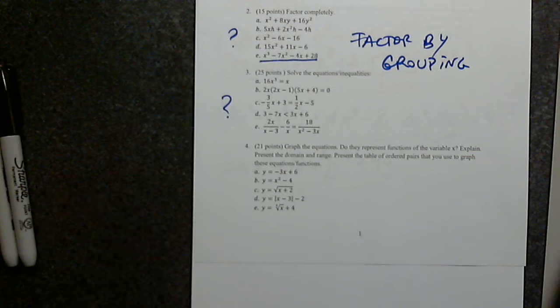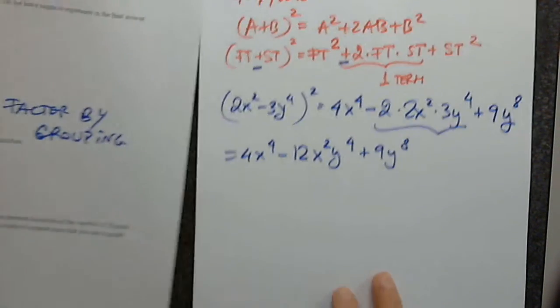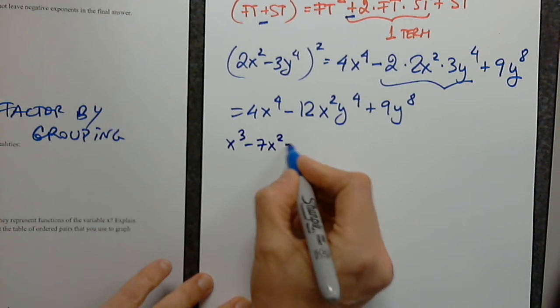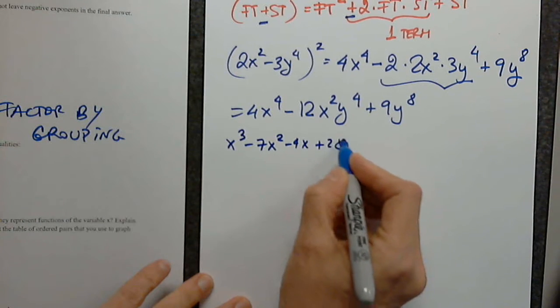Perfect. Okay, so I'm going to group the first 2 and the last 2. If it doesn't work, I will not conclude that it's not factorable. I will group the first with the third and the second with the 4th. I will not conclude if that doesn't work. I will also try the first with the last and the middle 2. And only then, if that doesn't work as well, then I'll say it's not factorable. So let's try exactly the way it is. X cubed minus 7x squared minus 4x plus 28.